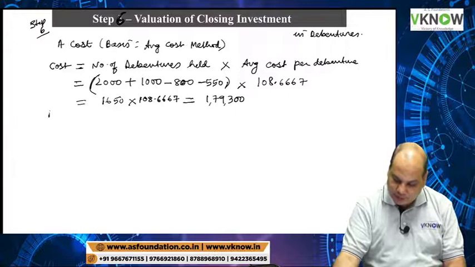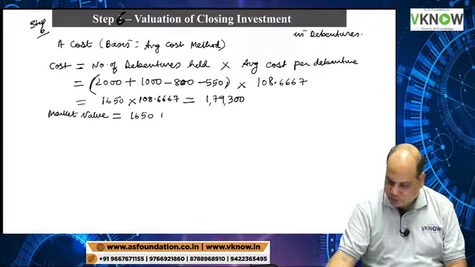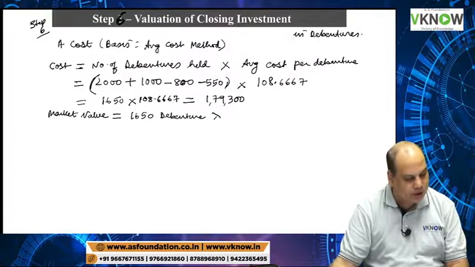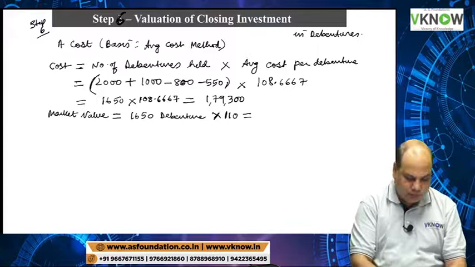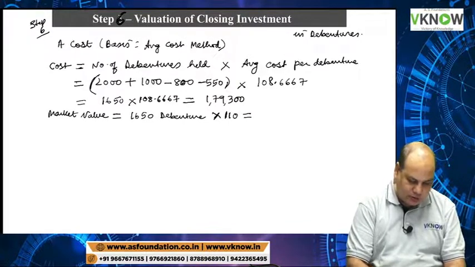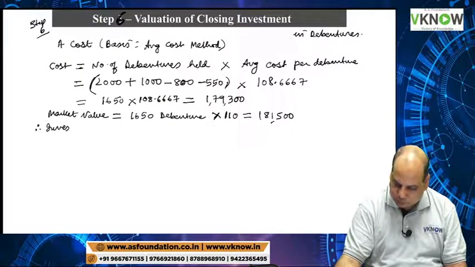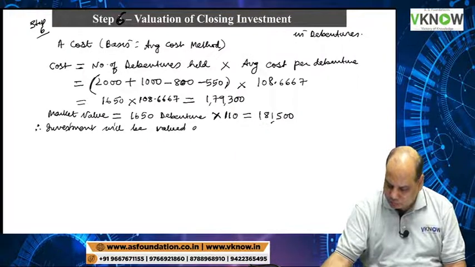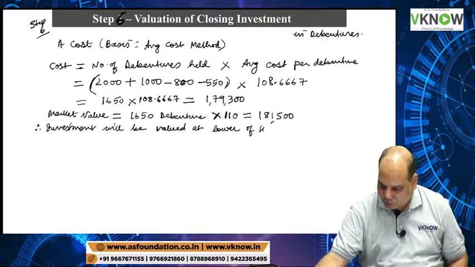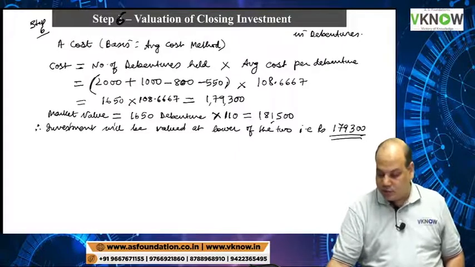179,300 is right. And what is market value? We have 1650 debentures. Go to the question. Market price of debenture is 110 rupees. So that is 1650 into 110, 181,500. Therefore, investment will be valued at the lower of the two, that is rupees 179,300. Yes, Kunal is right.